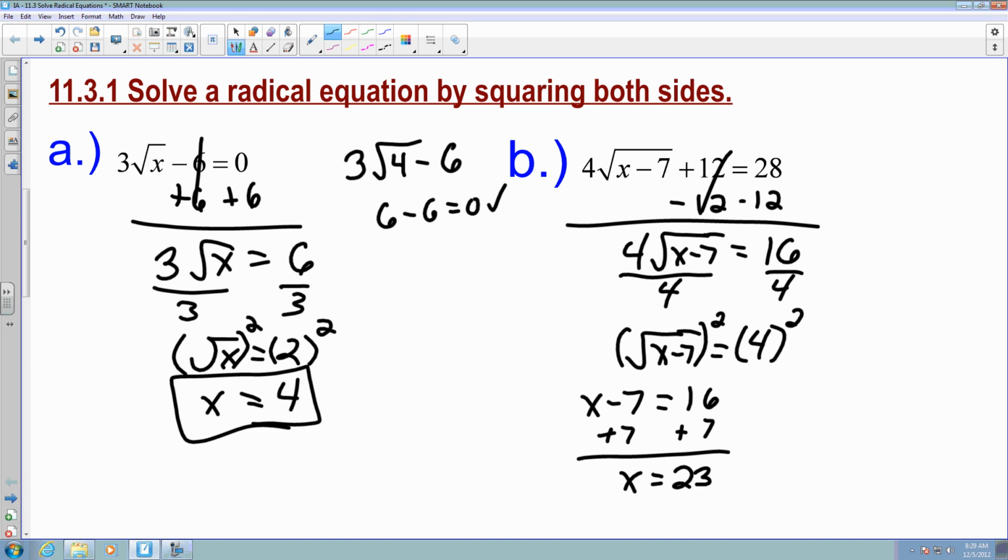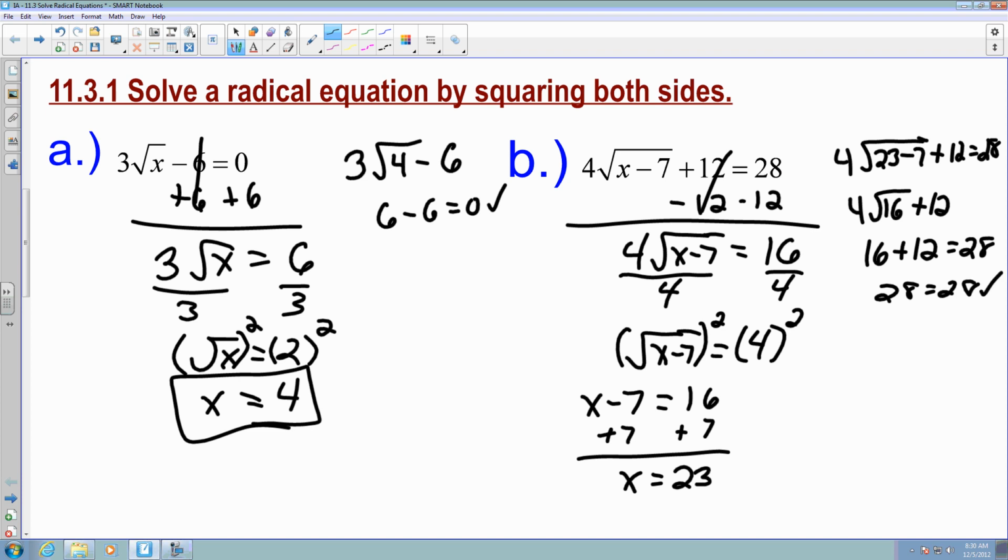Well, let's see if that checks out. So I'm going to substitute in 23: 4 times the square root of 23 minus 7, plus 12, equals 28. 23 minus 7 equals 16. The square root of 16 is 4. 4 times 4 is 16, plus 12 equals 28. Does that check out? 28 equals 28. So that checks out.